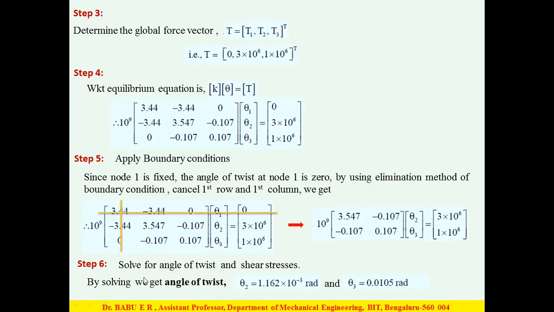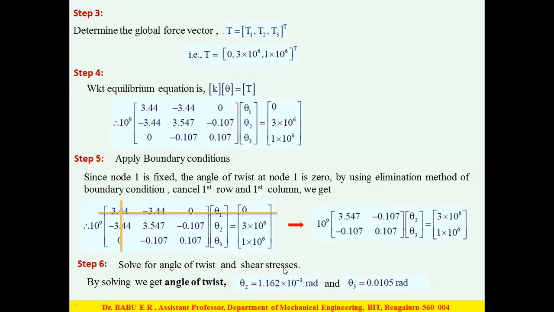The next step is to solve for the angle of twist and shear stresses. You solve this matrix after imposing the boundary condition, so we get the angle of twist. You solve this and get the values of theta 2 and theta 3. Theta 2 equals 1.16 into 10 to the power minus 3 radian, and theta 3 equals 0.0105 radian. So these are the values of the angle of twist.